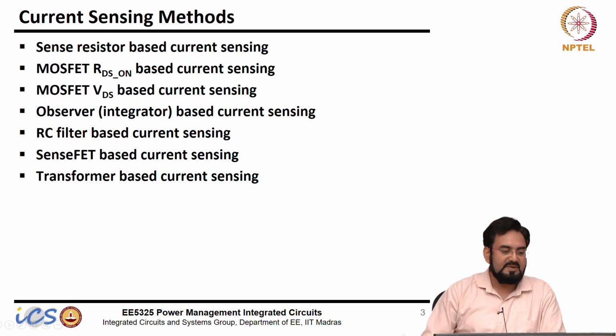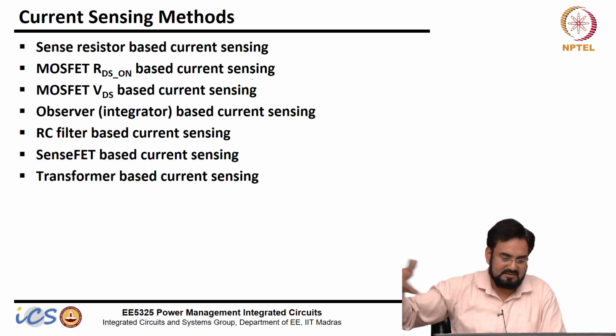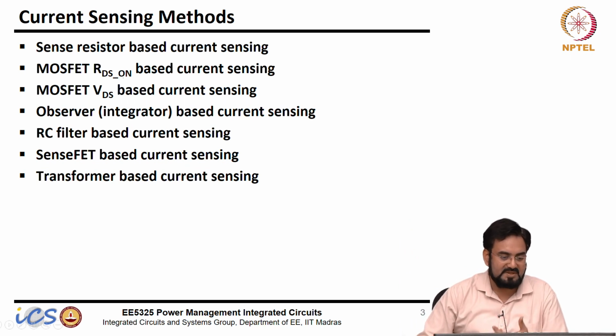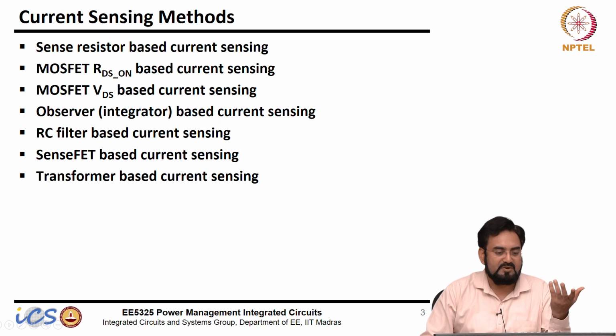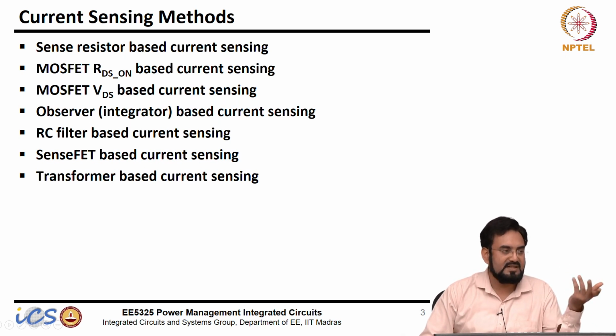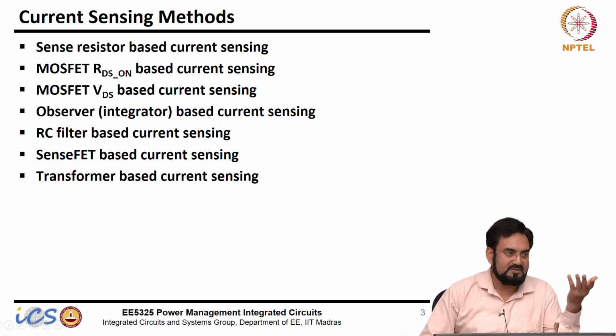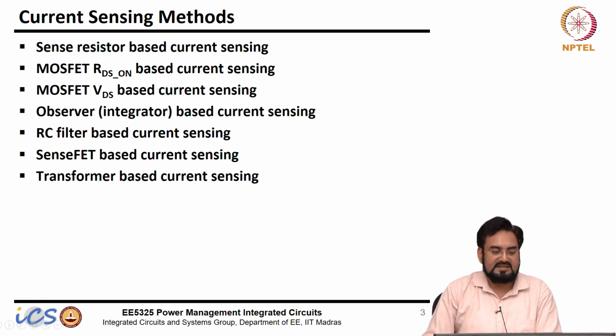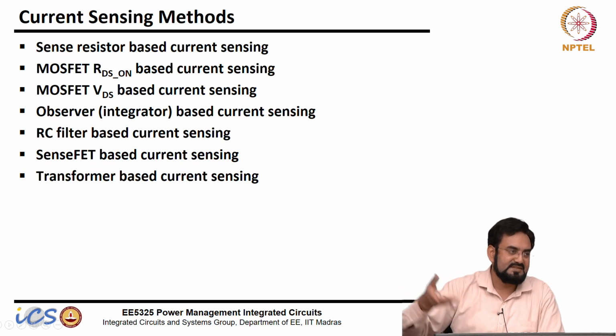Okay, so these are different methods for current sensing. Sense resistor based current sensing, which is nothing but you connect a resistor in series and you get the voltage across it. MOSFET RDS on based, which is another type of resistor based sensing, but you are utilizing the RDS on in place of your sense resistor. MOSFET VDS based current sensing, observer, integrator based current sensing, RC filter. These two we talked about in current mode hysteretic, if you remember. The RC is the same thing actually.